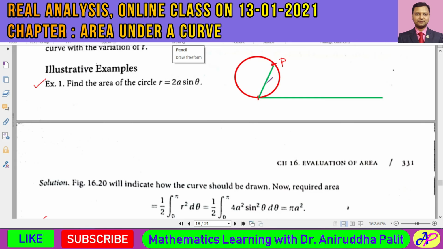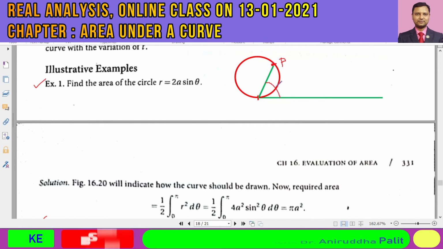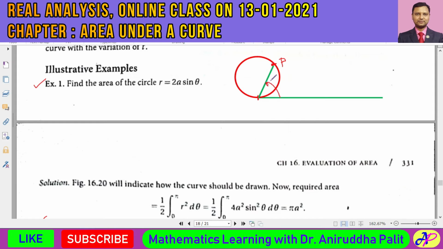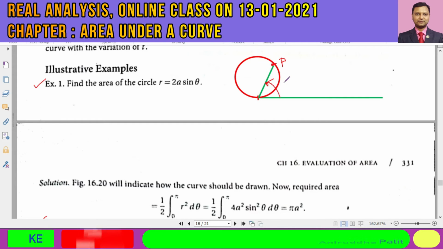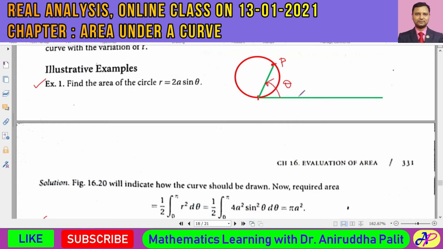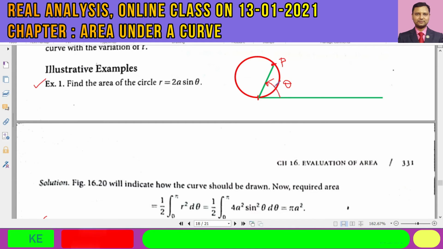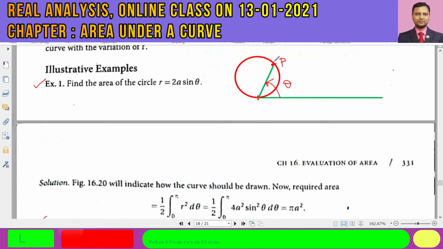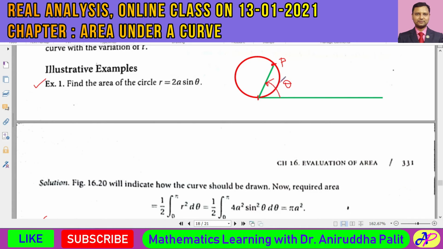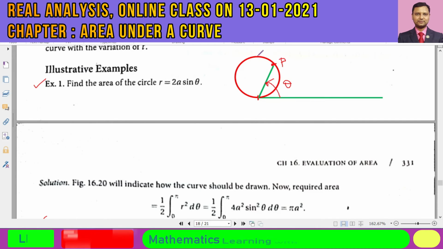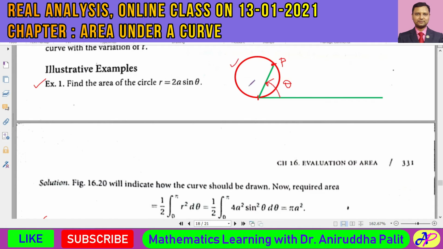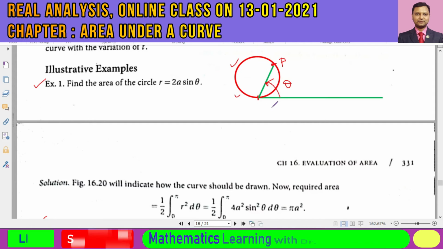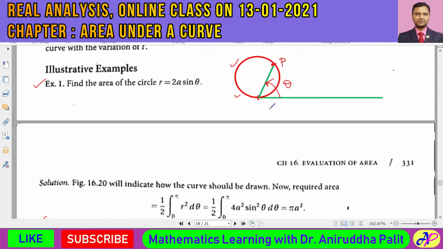What is theta? This angle measured in anti-clockwise direction, this angle is equal to theta. So when theta is equal to 0, this would be the starting position, and whenever P starts from this region and moves away, theta increases. In this region, theta would increase, and in this region, theta would be equal to pi, 180 degrees. Got it? In the starting point, theta is equal to 0.